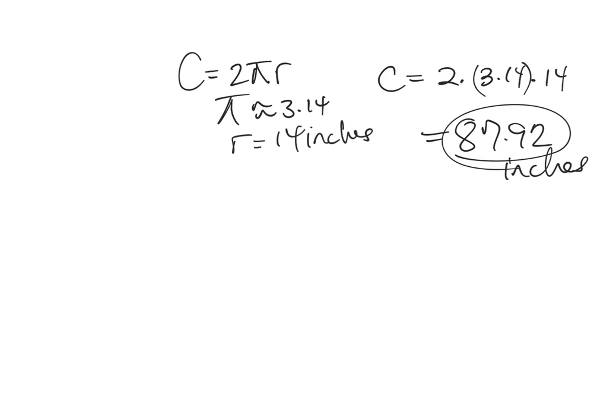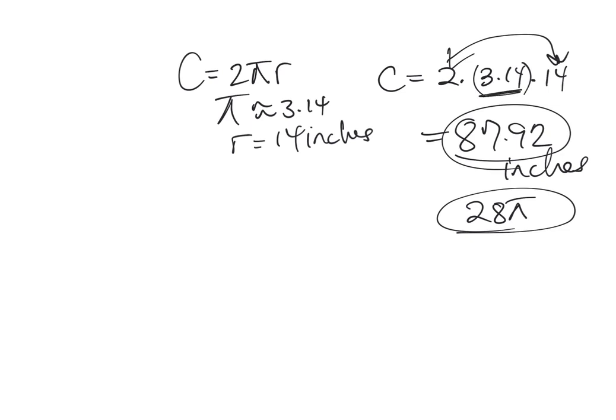Sometimes they tell you to leave your answer in terms of pi. In this case, we would literally leave our answer as 28 pi because it would be 2 times 14. Those two things we know, and then we just leave the part that we don't know, pi. We just say 28 pi. So that is an option you might see on some exams.